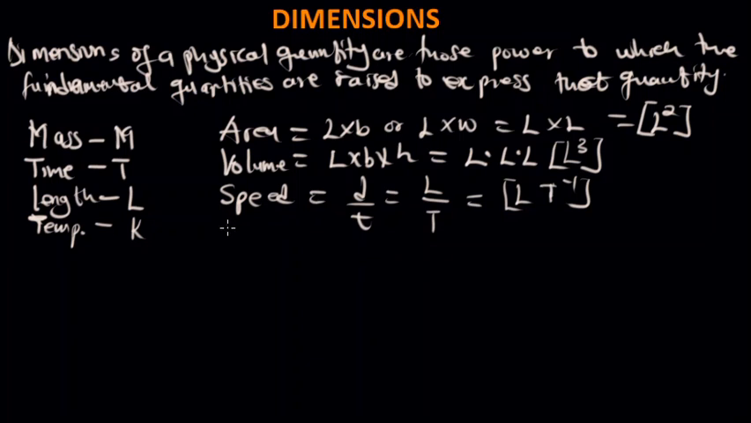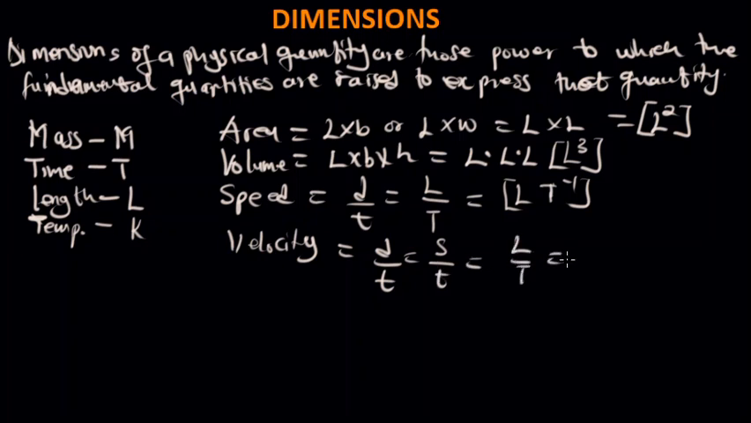Now let's look at velocity. Velocity has the same dimension as speed. The reason is that for velocity, it is displacement, and displacement also comes in terms of length. So displacement over time, sometimes we can represent it by s over time, and this is equal to L over T. So its dimension will be L T to the power -1, and we put it in a square bracket.